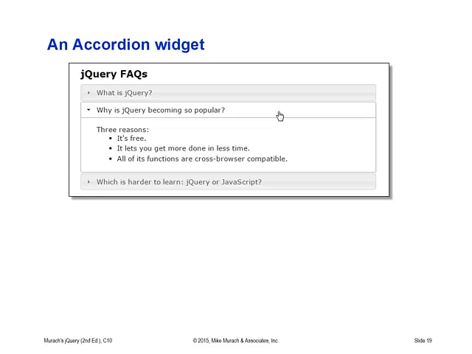And then you can see the difference of why one is minimized, such as what is jQuery and which is harder to learn, versus the one that's opened up, which is why jQuery is becoming so popular. So this is the preview, and the next slide is the code.